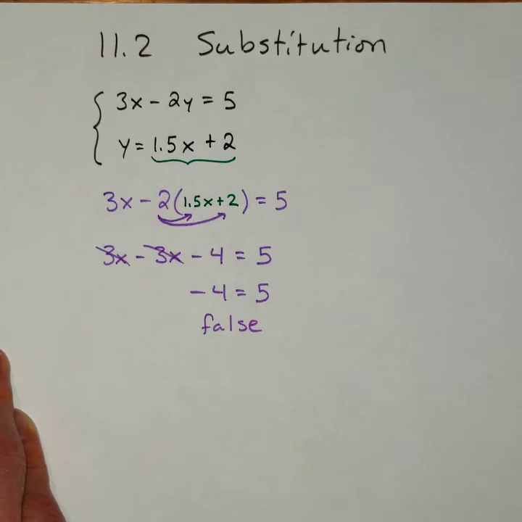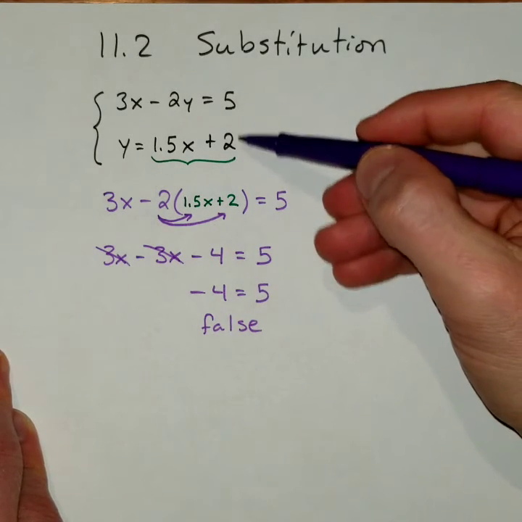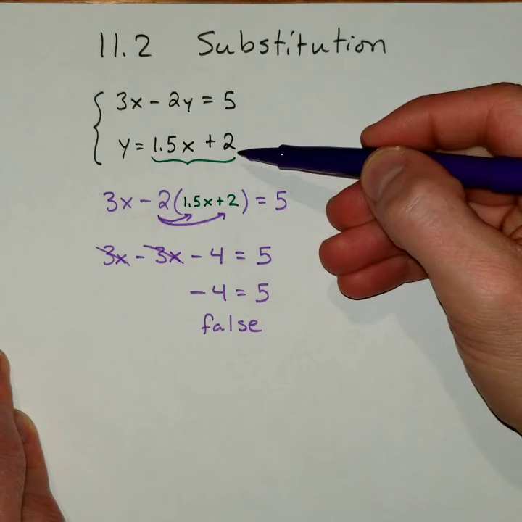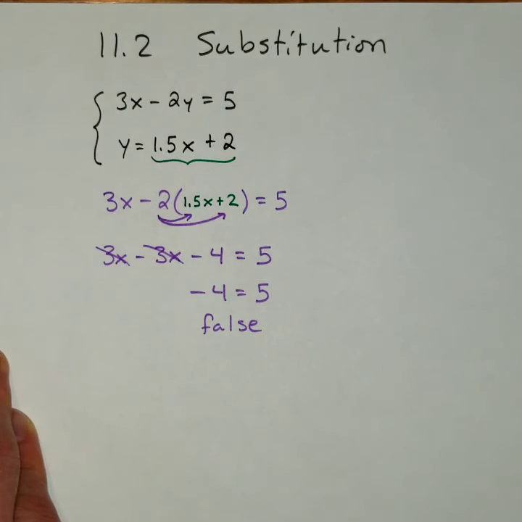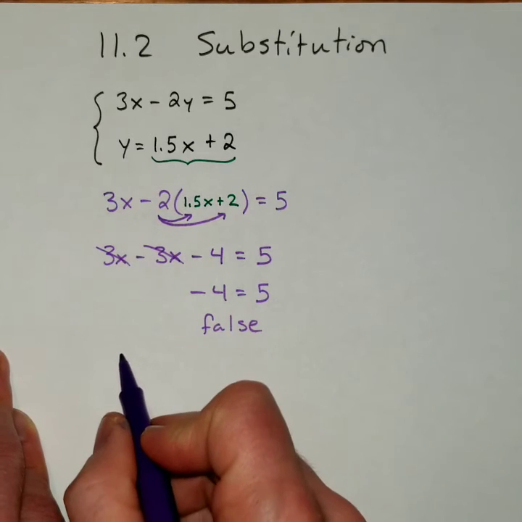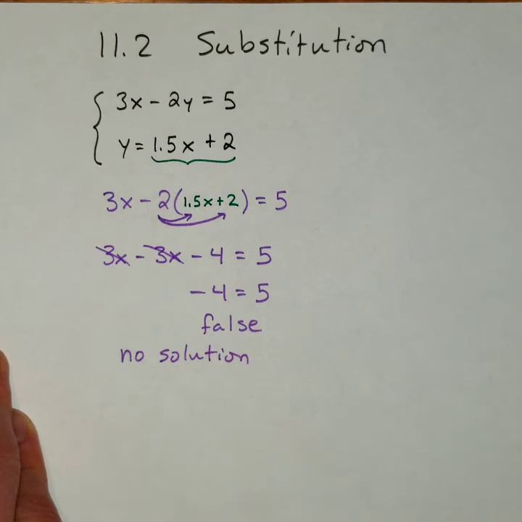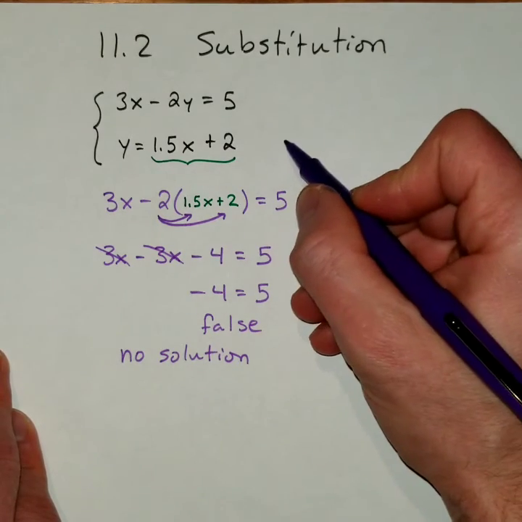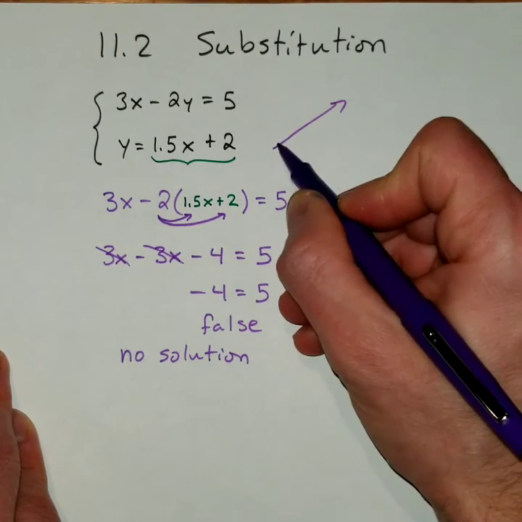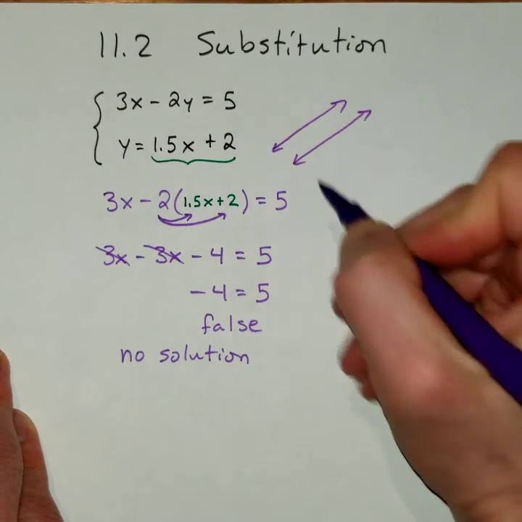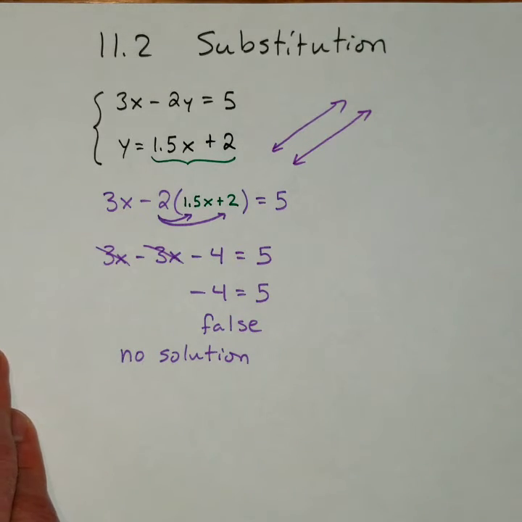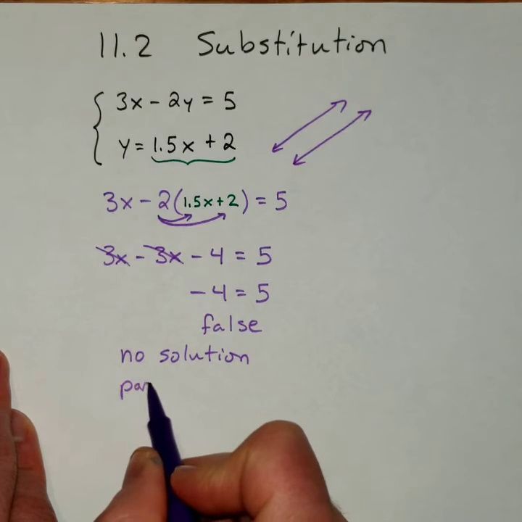Anytime you're left with an absolute false equation, that means the original systems, or the original equations, never actually cross. There is no point of intersection or no solution. So this is a no solution, because there is no point of intersection. This would be a situation where you have parallel lines. Okay, two lines that are running parallel.